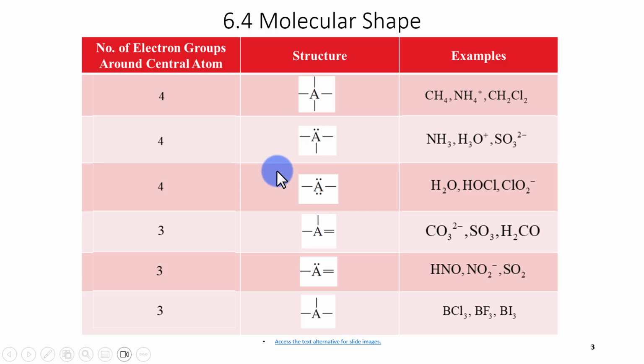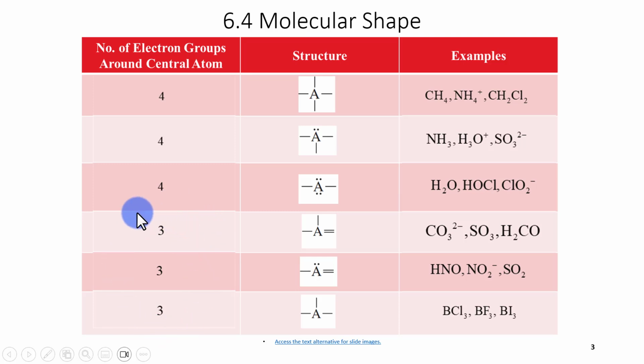I can also have a last possibility where I have 4 electron groups around the central atom, but I have 2 single bonds and 2 lone pairs on that central atom. And here are some examples. I would suggest that you work the Lewis dot structures of these and see if you get these combinations. That would be very useful to you when you are trying to determine molecular shapes.